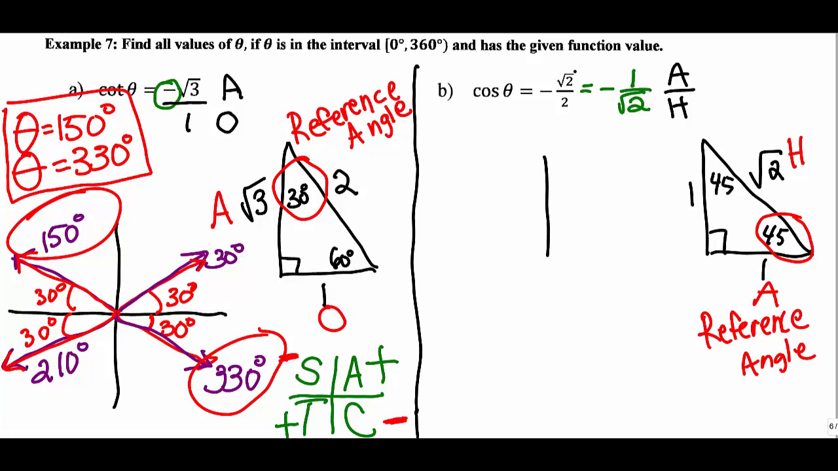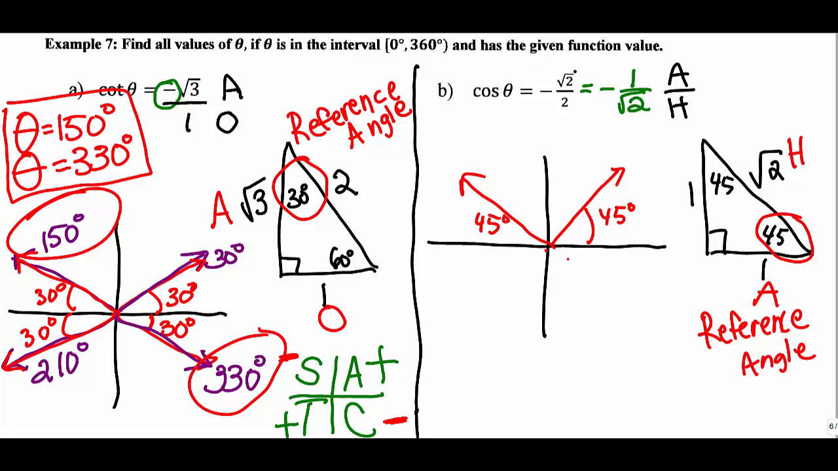So let's draw our 45-degree reference angle family. Within each quadrant, we have an angle that has a reference angle of 45. So I'm going to draw in my 45-degree reference angles here. Remember that the reference angle is the value between the x-axis and the terminal side of the angle. So we're looking for all angles that have that distance between the terminal side and the x-axis of 45 degrees.